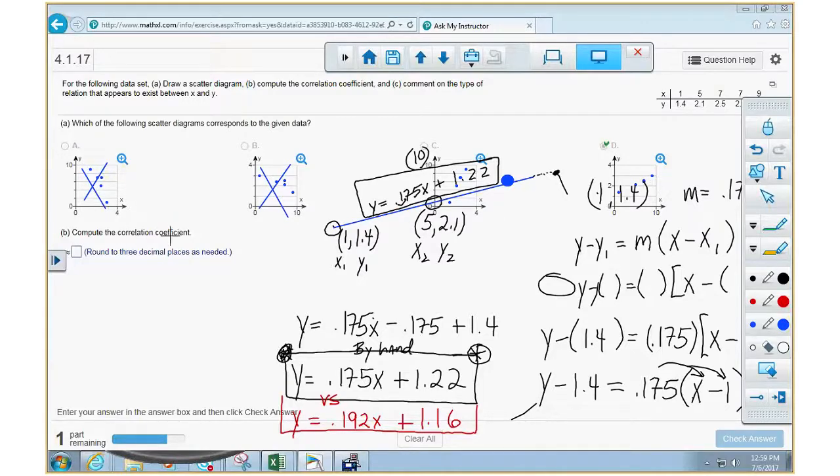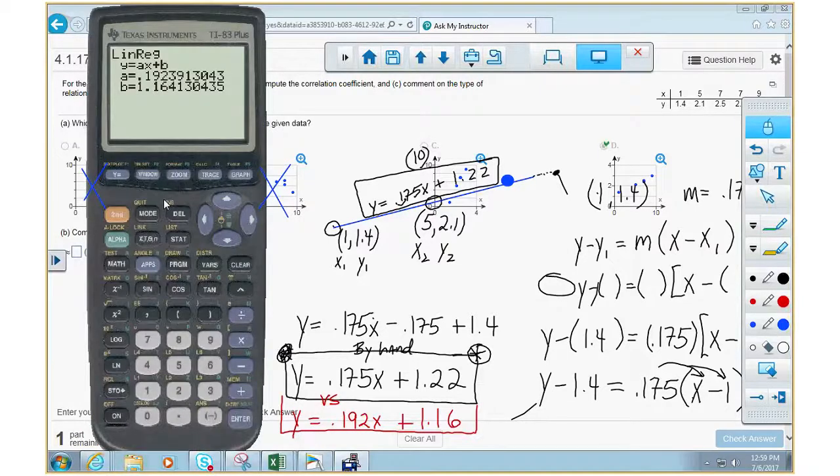Compute the correlation coefficient. Well, there is a way you can compute the correlation coefficient on your calculator. Hold on, let me find it. I didn't know it was going to ask that. Correlation coefficient is how much correlation do you have? 0 is hardly any. Negative is negative correlation, and close to 1 or over 1 is positive correlation.